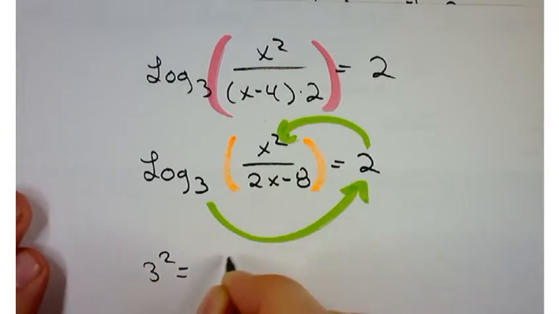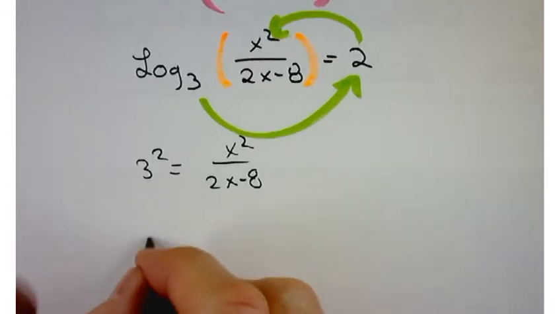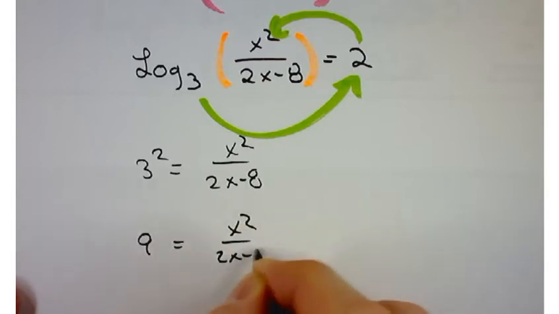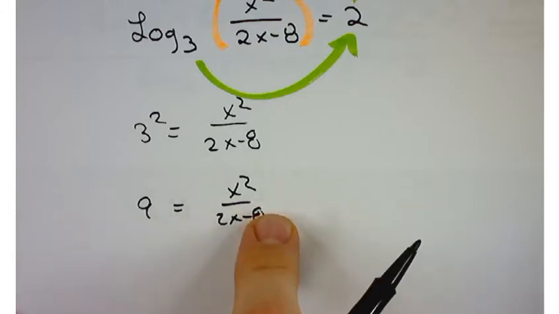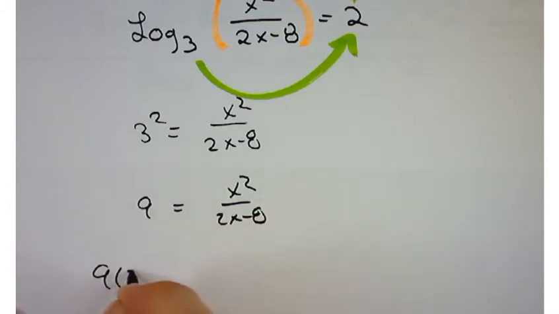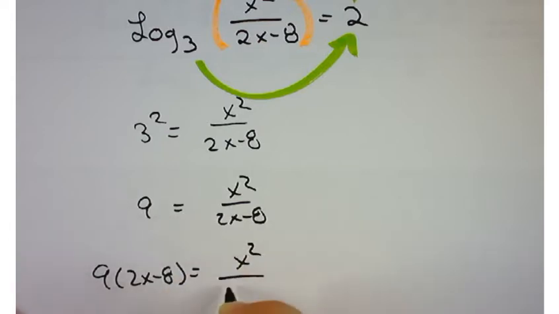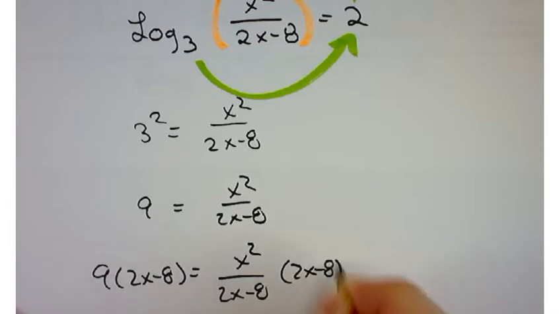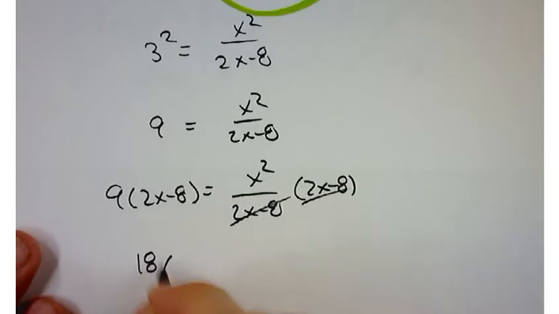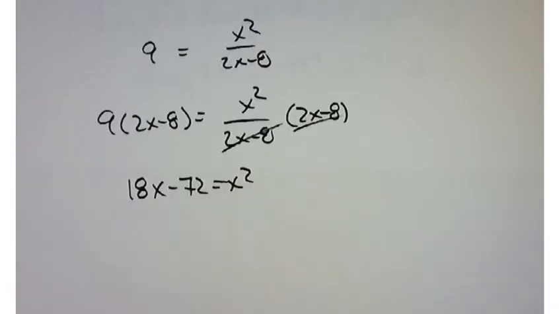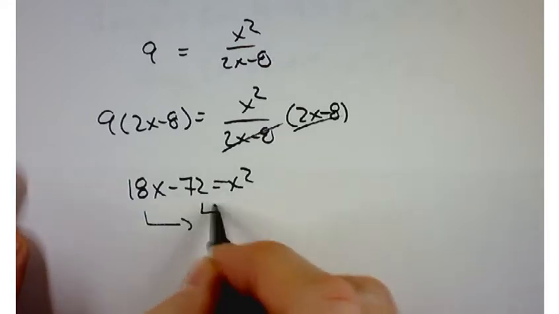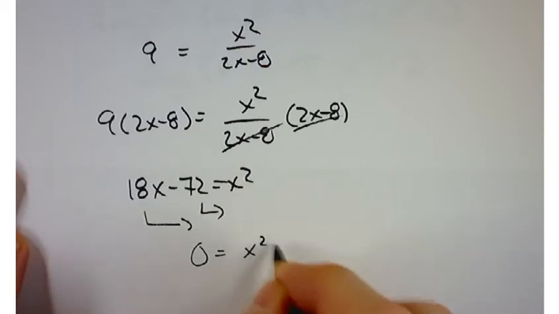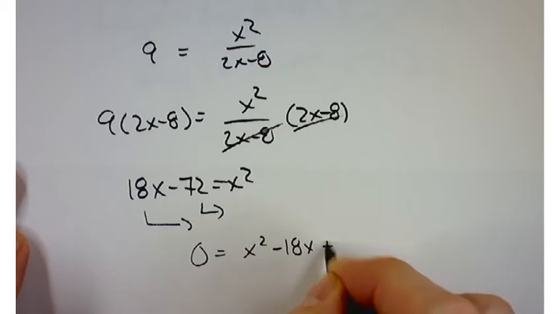3 to the second power equals x squared over 2x minus 8. 3 squared, of course, is 9. If I multiply both sides by the lowest common denominator, I get 9 times 2x minus 8, and on the right-hand side, that'll cancel. I get 18x minus 72 equals x squared. This is a quadratic equation. I'm going to move both of these to the right-hand side. 0 equals x squared minus 18x plus 72.